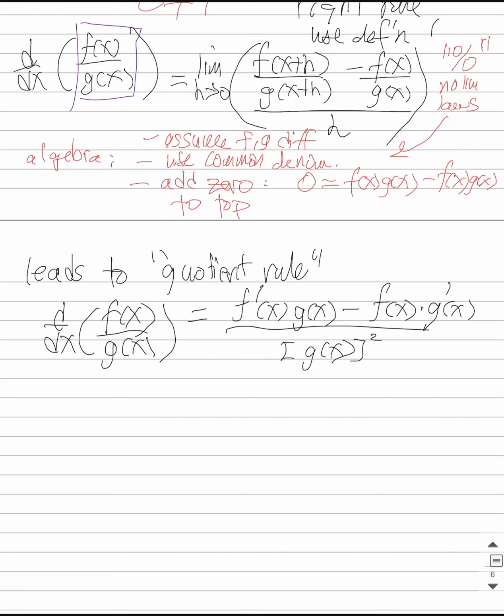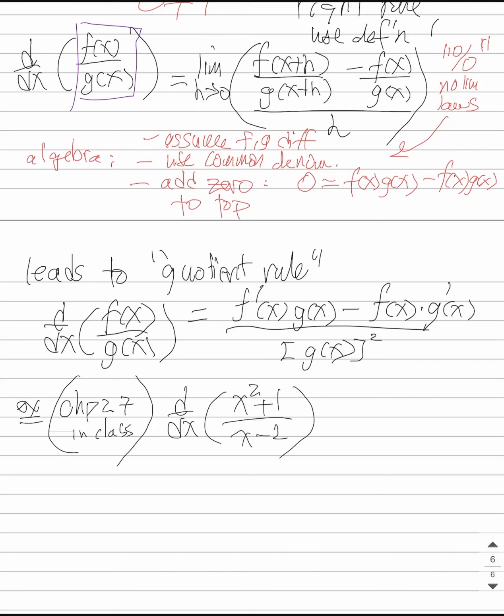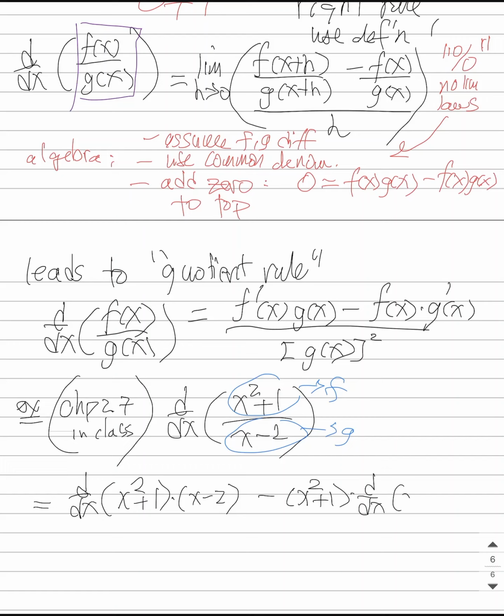The quotient rule turns out to be very straightforward to use as well. With the quotient rule, this becomes really simple to do. So the only thing that we really need to remember is what's f and what's g. So the quotient rule says take the derivative of the top function multiplied with the bottom, subtract the top function multiplied with the derivative of the bottom, all over the bottom function squared.